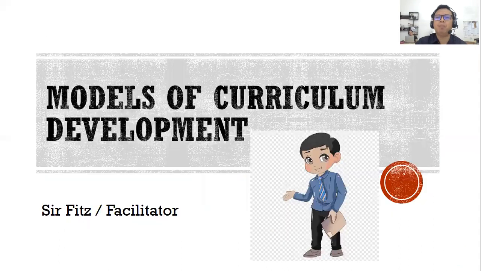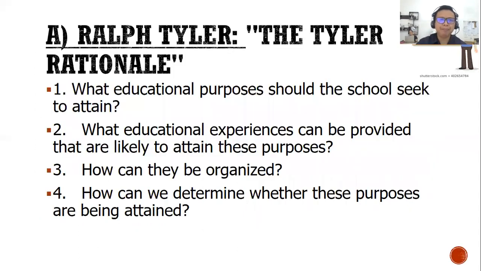What are the different models of curriculum development based on curriculum experts? One is Ralph Tyler. Ralph Tyler devised the Tyler Rationale, answering four questions. What educational purposes should the school seek to attain? And that pertains to outcome. The second question is, what educational experiences can be provided that are likely to attain these purposes? So what are the activities employed by the teacher? What are the different methods used by the teacher?